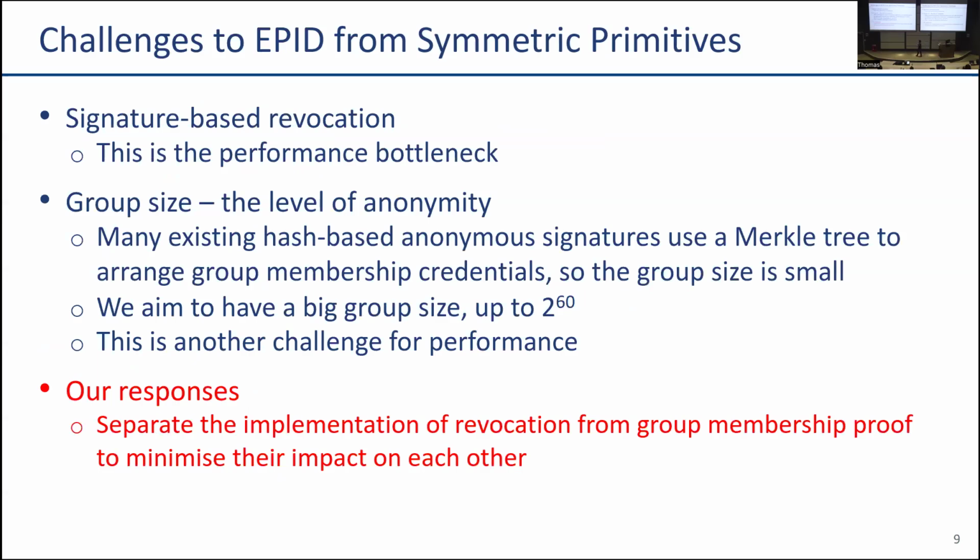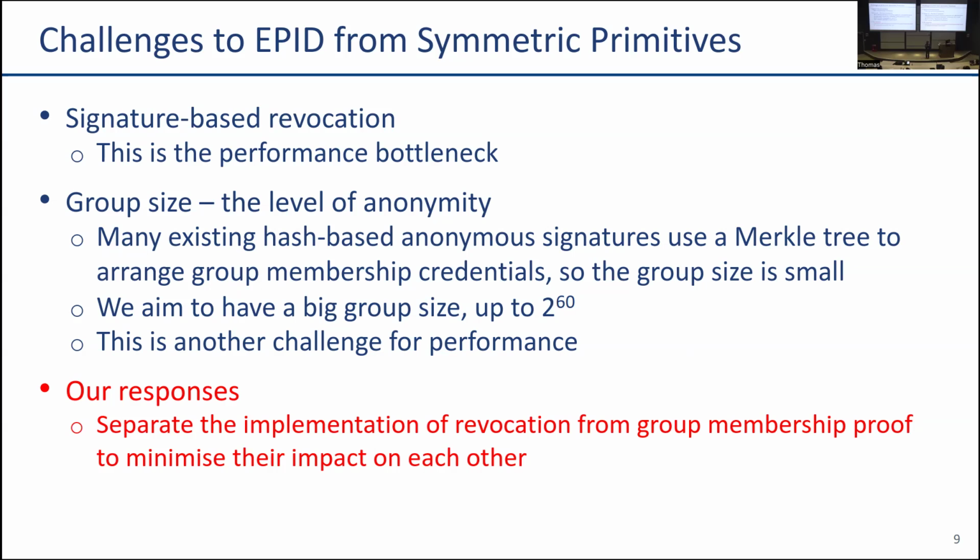What are actually the challenges for EPID in the symmetric setting? We can see there are at least two things that are not easy to achieve. The first one is signature-based revocation. Signature-based revocation means you take a signature from a signer that you find probably does not behave correctly. You want to make sure the signer will not be able to make any signatures you would accept. You put a signature in the revocation list. Then every signer, to make a signature, needs to prove that they are not the owner of any one of those signatures.